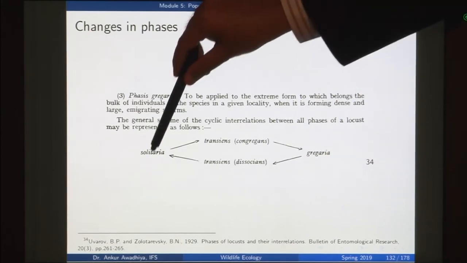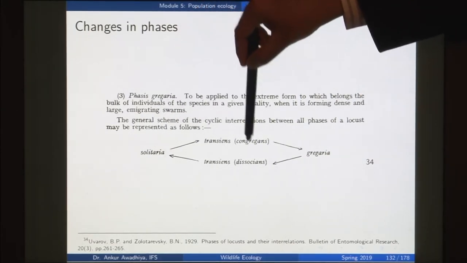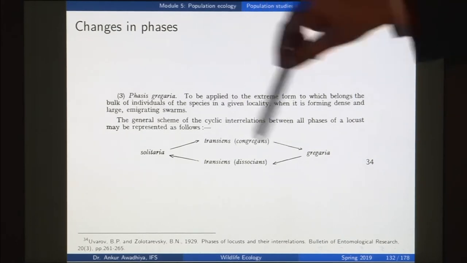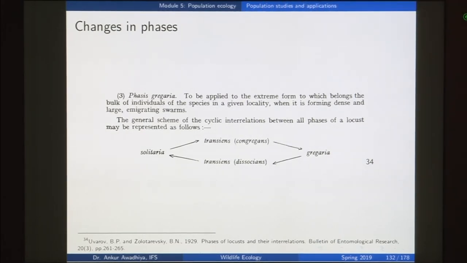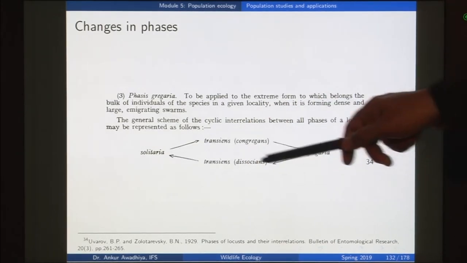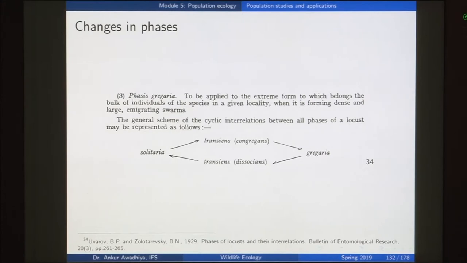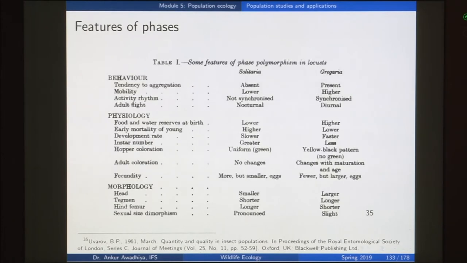Now, when the solitary phase is turning into the transient phase, we call it the congregans phase, because these are congregating. And when the gregaria are turning towards solitary, the transient phase is known as the dissocians phase, because they are now dissociating, they are coming out of the swarms. And next, once you had this understanding that all of these organisms belong to the same species, the same population, people started looking at the features of these phases.